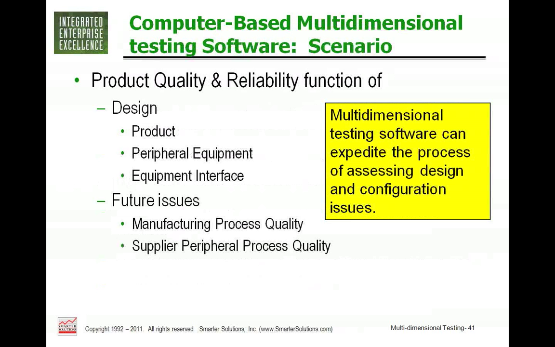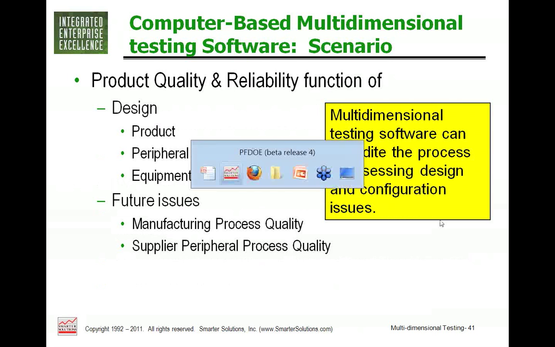So the application of this is in the development and designing of product, peripheral equipment, and interfaces. You can also use it in manufacturing process quality and also dealing with supplier interfaces. Now, one of the challenges that you have is how do you approach it if you've got more than 2 levels for a particular factor. For this particular situation, we need to use some software to help us out with that. So what I've put together here is a software package that can help for that particular situation.